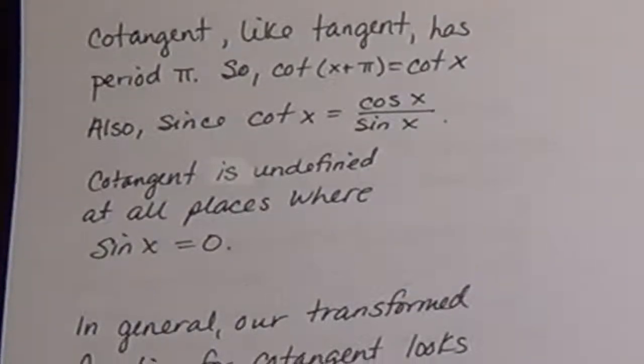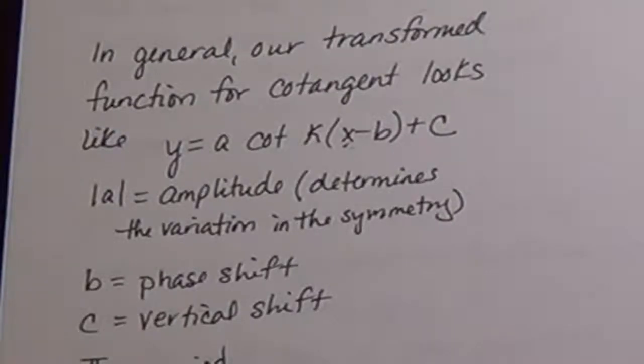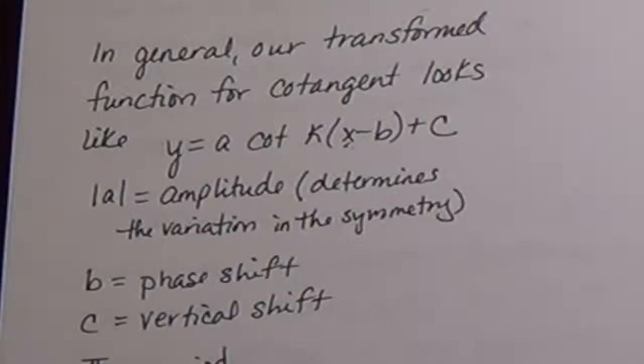In general, our transformed function for cotangent looks like y equals a cotangent of k times the quantity x minus b plus c. Again, very similar to all of our other trig functions. A again is the amplitude, which again determines the variation in the symmetry, much like our tangent function.